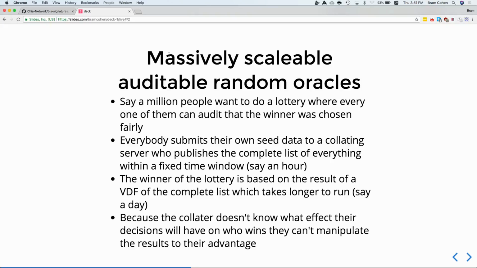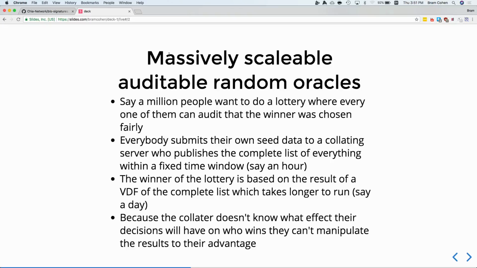We have general agreement about how fast the VDFs run. We assume that we have this, give or take an order of magnitude. And we say the VDF is going to have to run for a day from the end of the time window when everyone was submitting their stuff before we find out what the output of the VDF was, and that determines who it was that won the lottery. We use that for calculating the winner of the lottery.